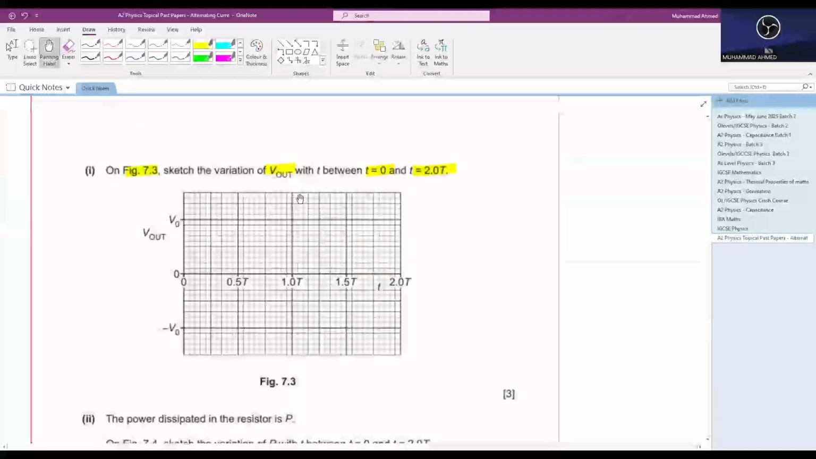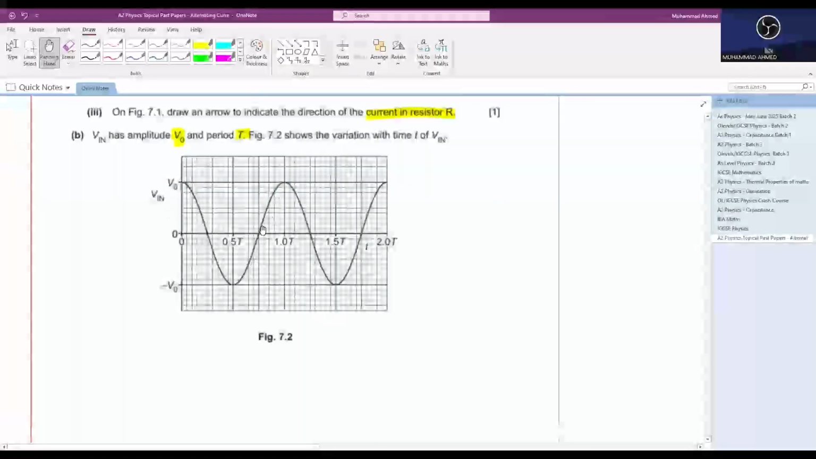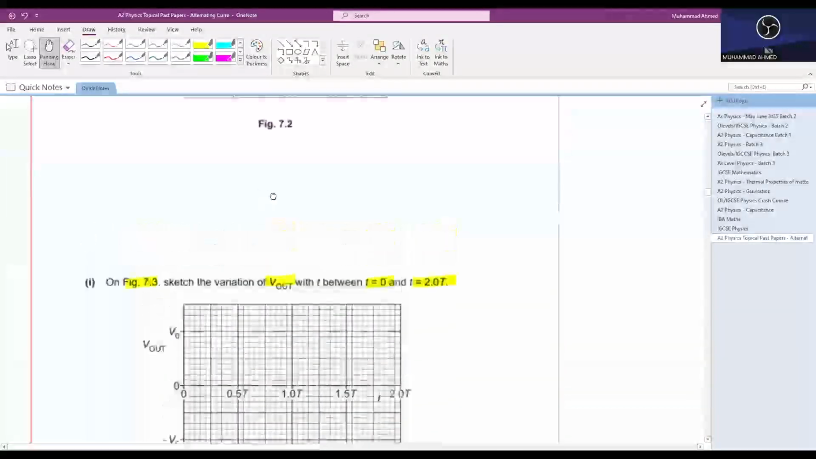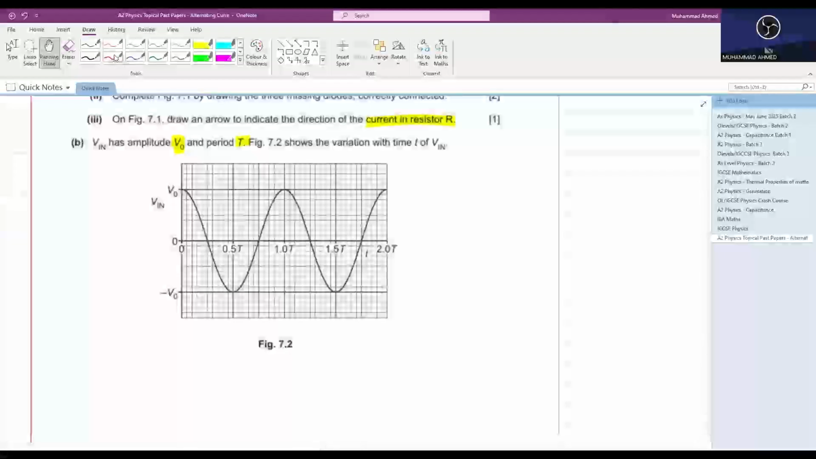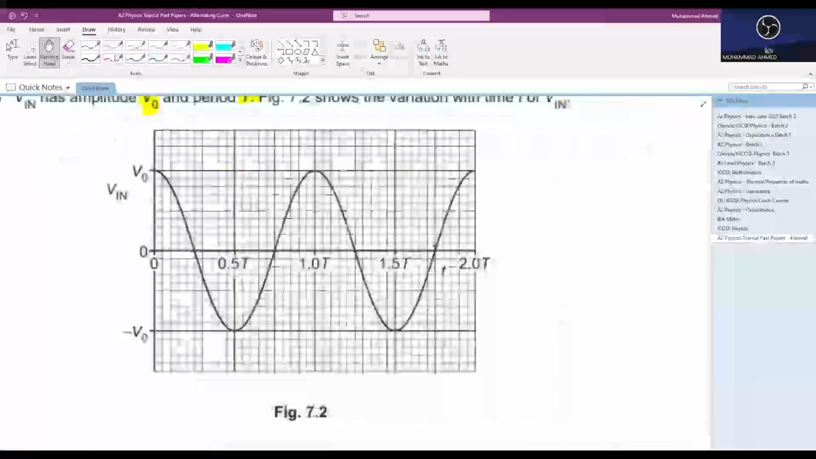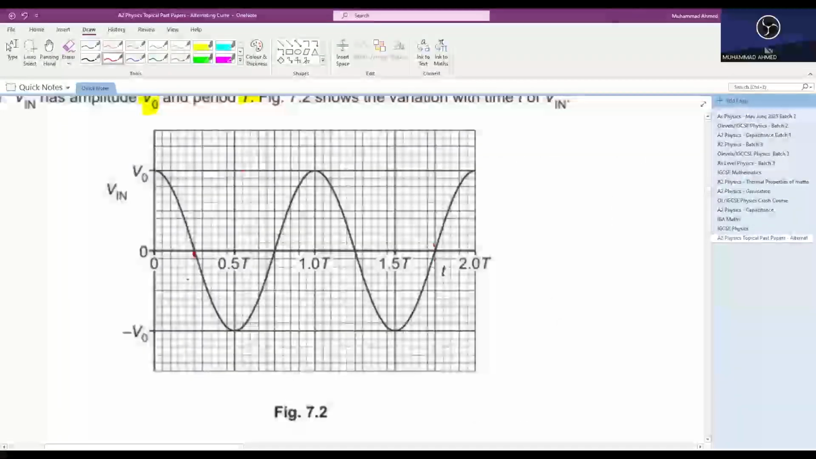So basically we have to tell how the output voltage will vary between time t equals 0 and 2T. Whenever we do rectification, the negative cycles become positive. The entire graph remains the same. So let's do that. First of all, let me confirm and zoom in here. This point. The graph is becoming 0 at which value? 0.25T, that is half. Okay.